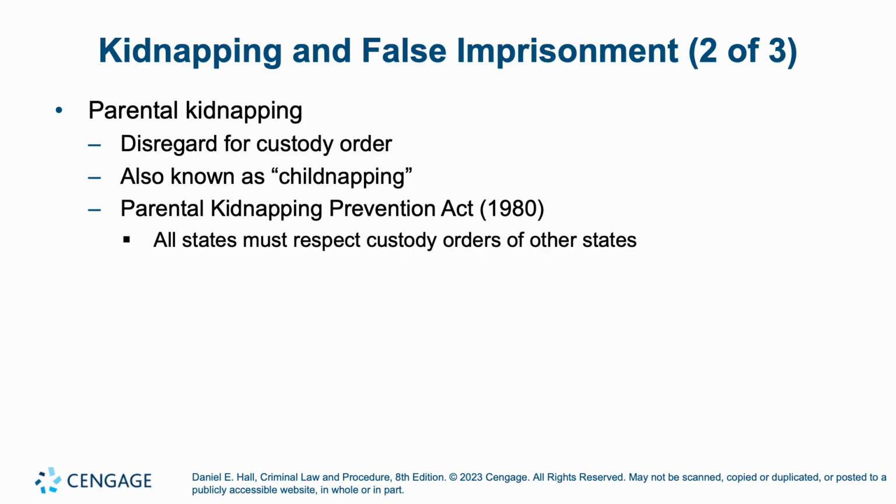So the PKPA requires states to respect and enforce valid child custody determinations from other states when those orders were entered consistently with jurisdictional rules. So in plain English, one state cannot simply ignore another state's valid custody order because a parent relocates or tries to relitigate custody somewhere else. All right. That means these custody orders are only effective if they can be enforced across state lines, period. Otherwise, a parent would essentially be able to weaponize geography.